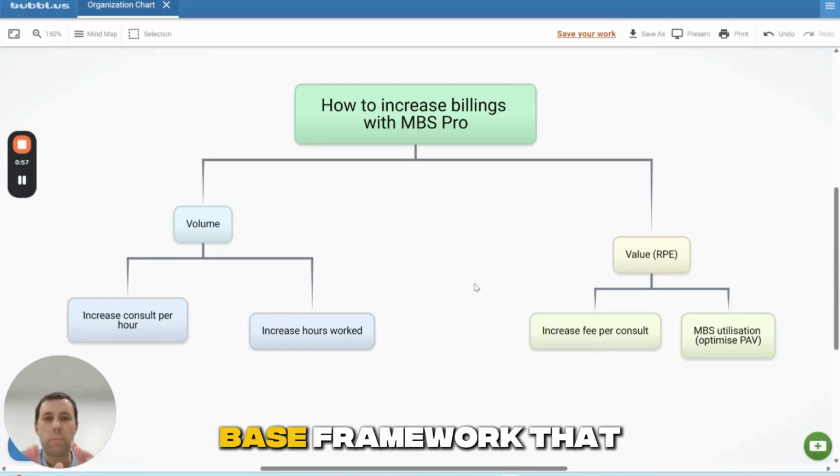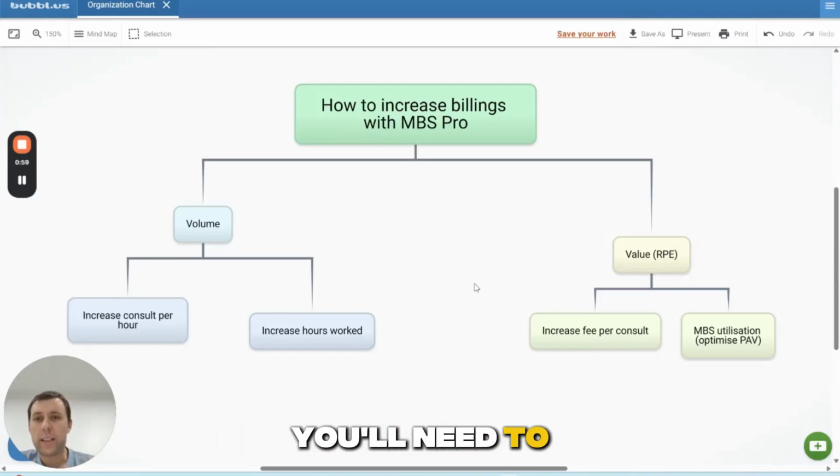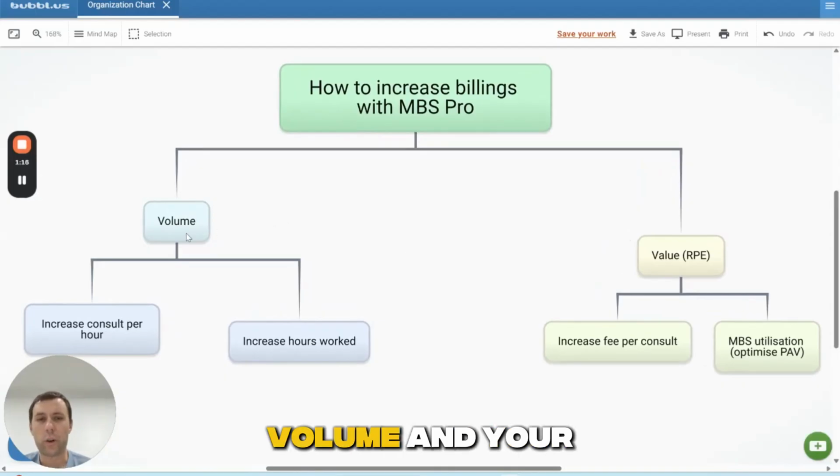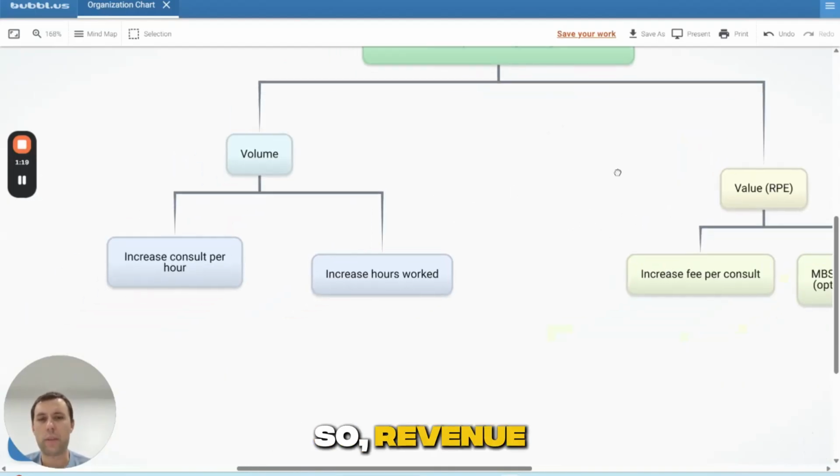So the base framework that you'll need to understand in terms of how to increase your billings is what do we do in terms of patients, in terms of MBS utilization, optimization, and fees per consult. So at its base level, how do you increase your billings? Well, there's two main levers that you can look at pulling. You've got your volume and your value, so revenue per encounter.